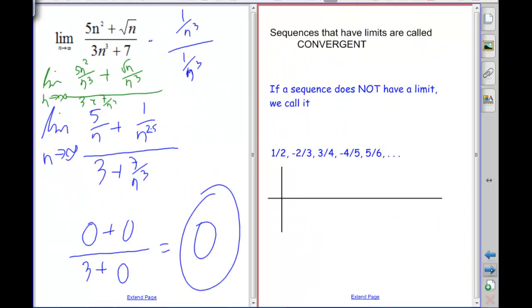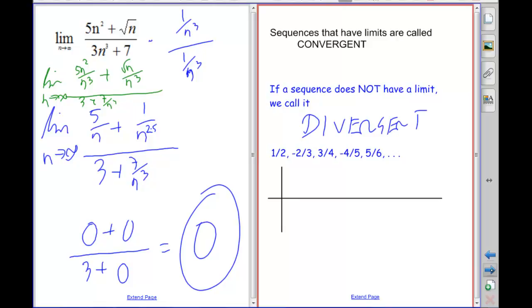Now, sequences that have limits are called convergent. These are examples that we just saw. These are convergent sequences because they converge on a limit. They get closer and closer, arbitrarily close to a limit. If a sequence does not have a limit, we call it divergent.